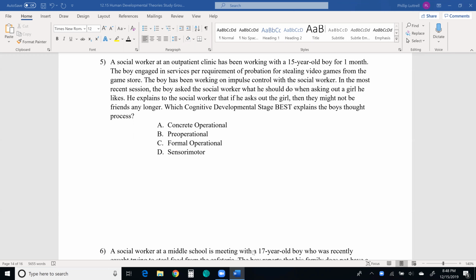Closing down the polls. The majority think it is C. Second place is A. Third place is B. No one thought D. Let's look at it.